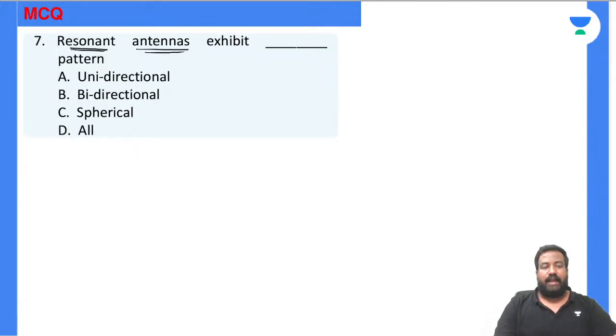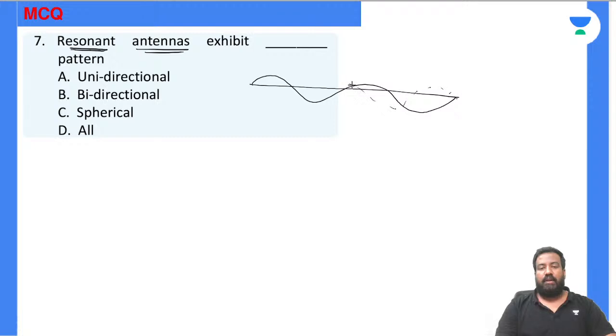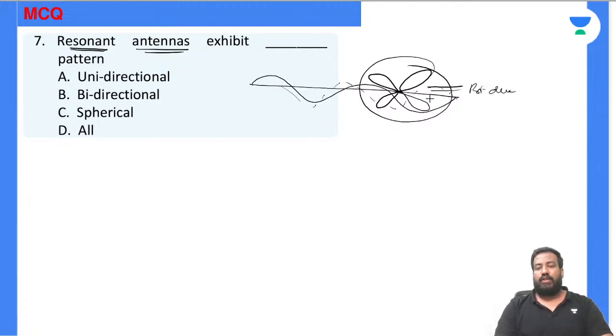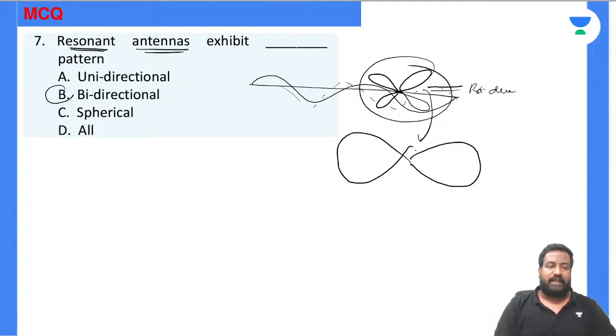Resonant antennas exhibit dash pattern. In resonant antenna, we have both forward wave and reverse wave forming standing waves. Forward wave will result in this V-shaped pattern. Reverse wave will result in one more V-shaped pattern, forming a flower-shaped or bidirectional pattern. Because these two will result in this lobe and these two will result in this lobe. So it results in a bidirectional pattern. Resonant antennas exhibit bidirectional pattern.